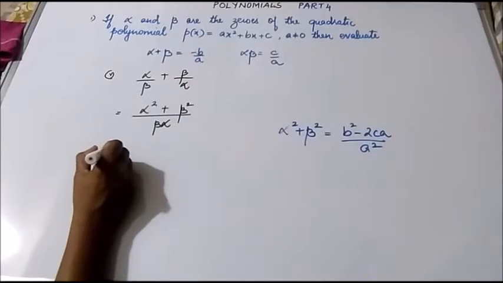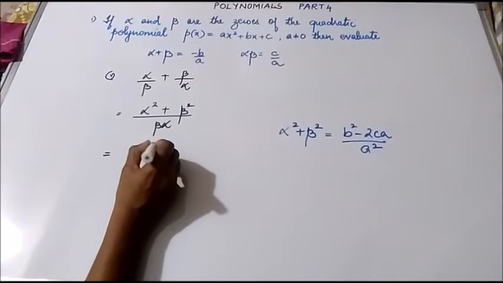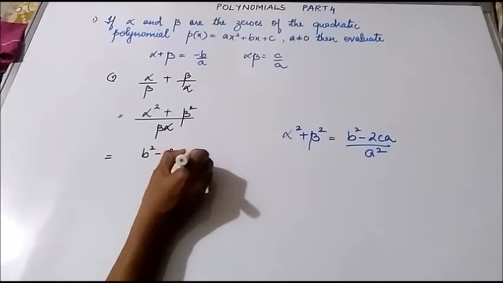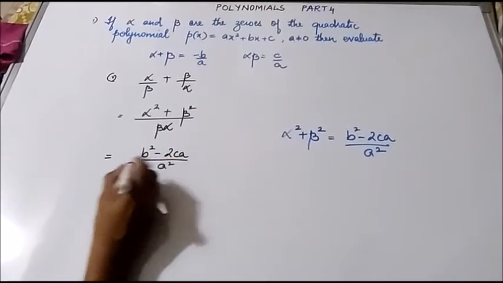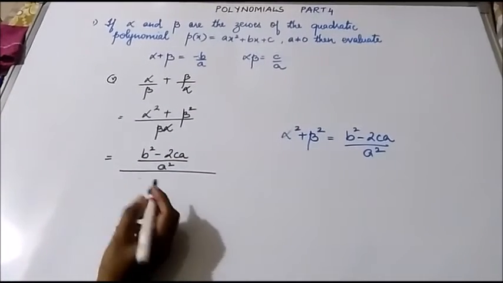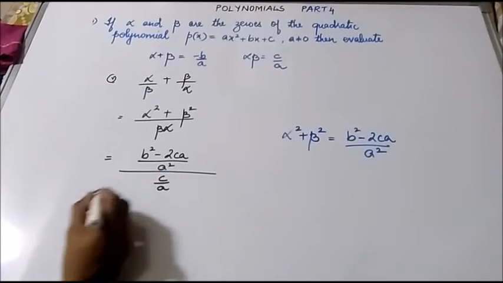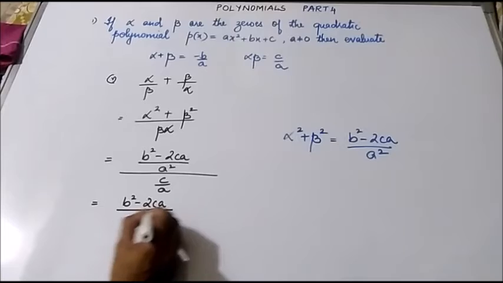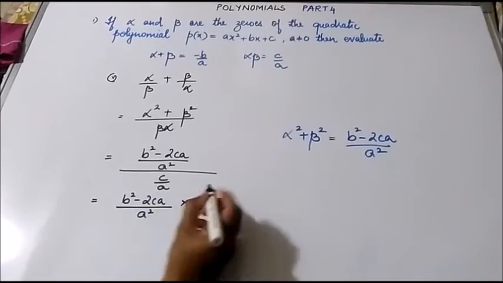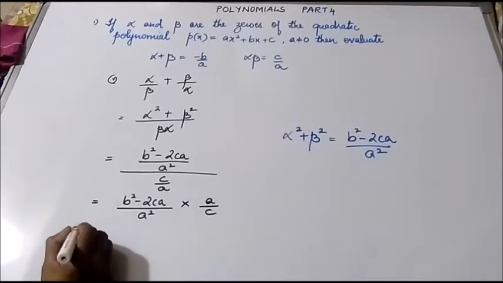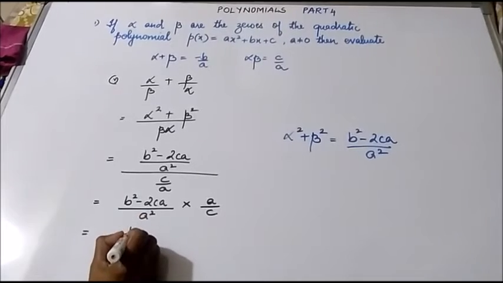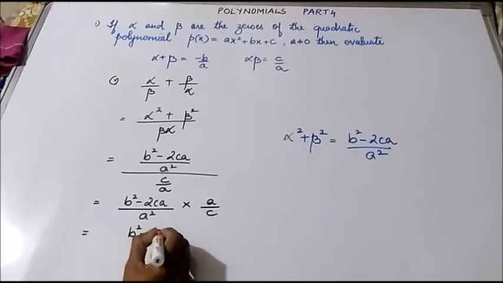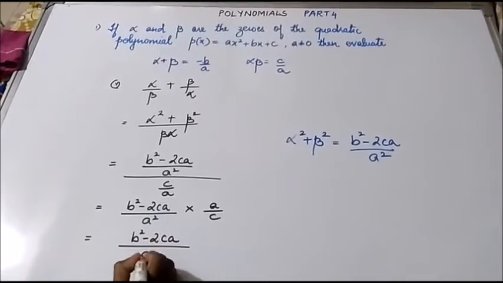So I'll substitute. So b square minus 2ca by a square, the whole thing divided by alpha into beta, which is c by a. So b square minus 2ca by a square. Multiplication, we take the reciprocal, a by c. We get the answer as b square minus 2ca divided by ac.